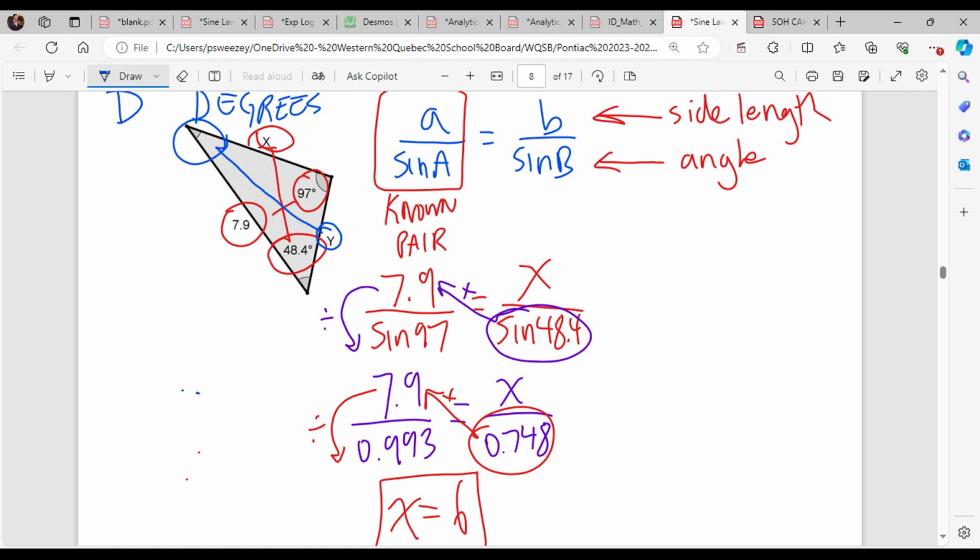I know all triangles add up to 180, so we literally just have to do one extra step. 180 minus 97 minus 48.4. That is going to give me this angle right here that I'm looking for. So 180 minus 97 minus 48.4, 34.6.